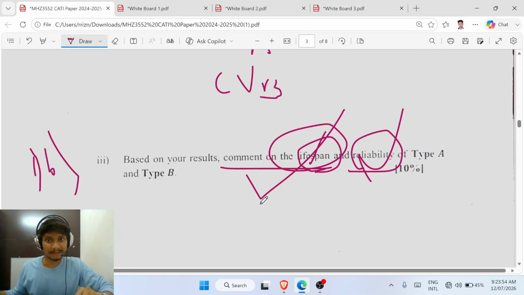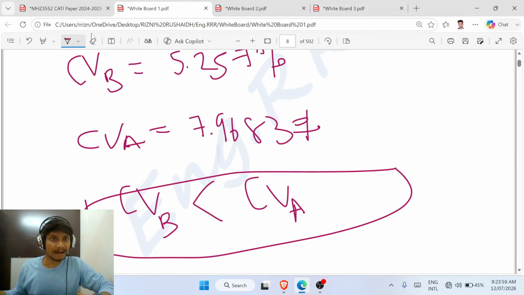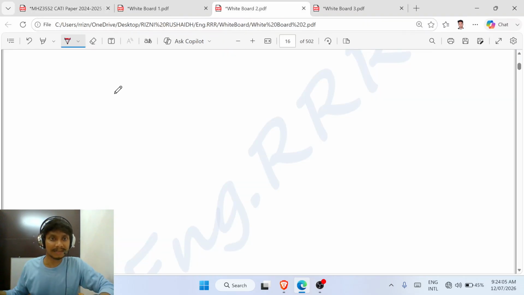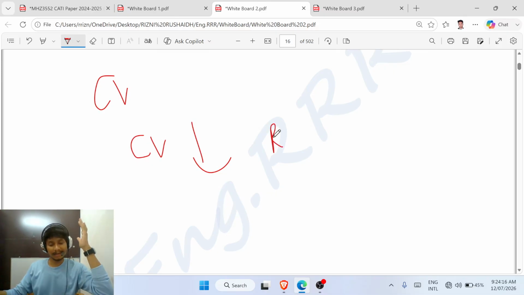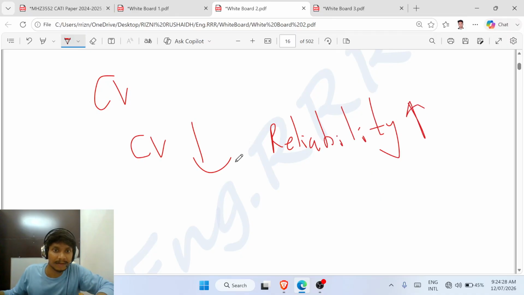But when we discuss about the reliability, we have to discuss about CV. If we decrease the CV, the reliability will increase. If we decrease the CV, the reliability will be increased.